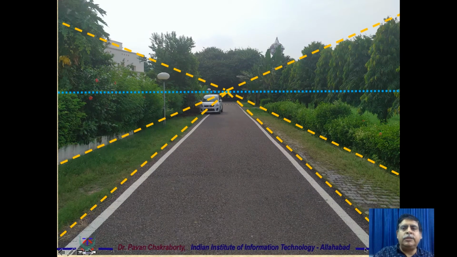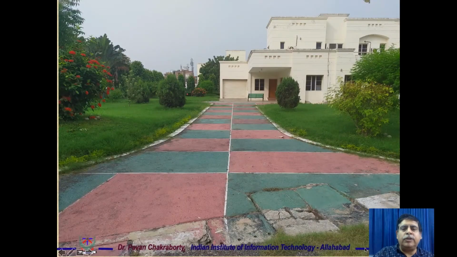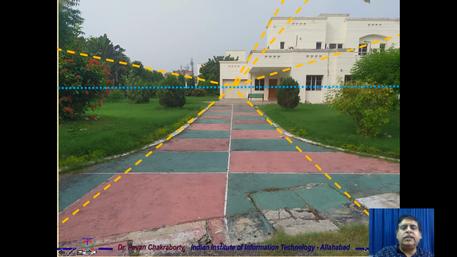Here, assuming that the trees are of the same height as the building, we see that it vanishes in a single point. Again, here there is a vanishing point. The building as well as the road are vanishing at a single point.